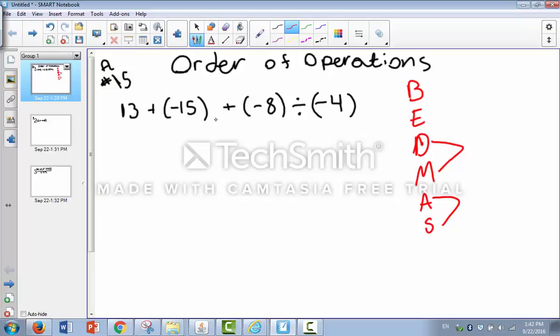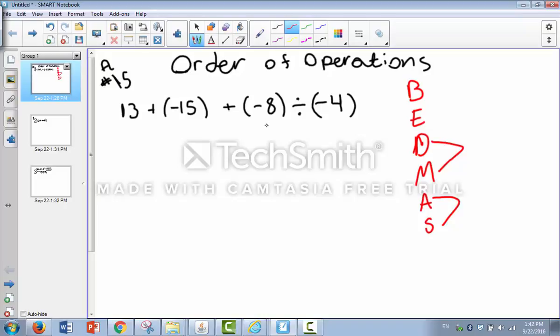Now here's the thing, we see brackets here, but if you look at all these brackets, negative 15, there's nothing we can do in that bracket. The only reason there's a bracket there is to show us that there's a negative number. If we didn't have brackets, it would look a little bit messier, so that's why. And same with this one, there's nothing we can do in there, and same with that. So we go straight to multiplying or dividing.